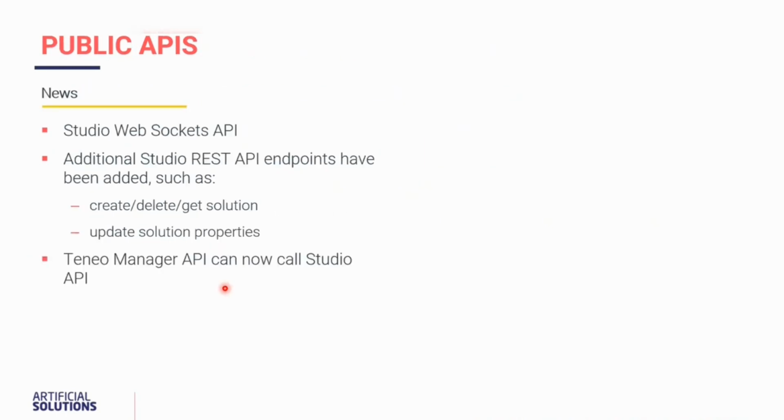Apart from the tech stack updates, we've also made some changes to the public APIs. Again, related to the WebSockets, there is now a Studio WebSockets API. We have added additional endpoints to the Teneo Studio REST API in general, so everything that you can do through API calls inside Studio. You may recall that the Studio API was introduced with Teneo 6, and now we've added some additional methods here that you can use. We have also enhanced the API for the Teneo Manager. The Teneo Manager can now also access the Studio API. So everything is related at the end of the day.